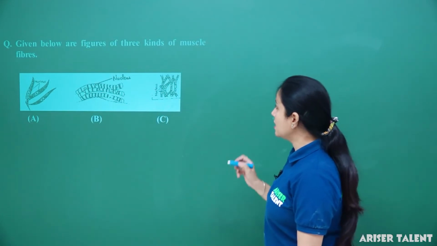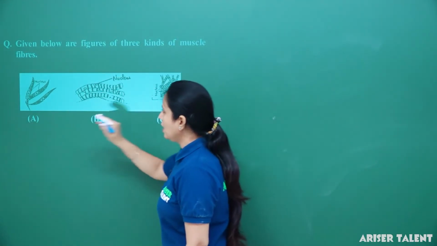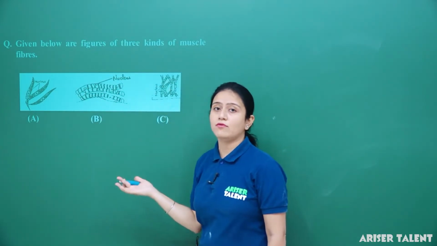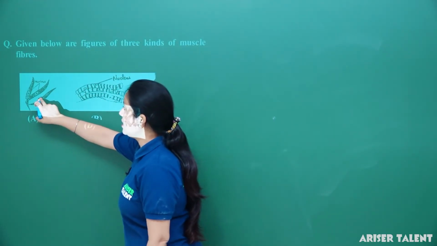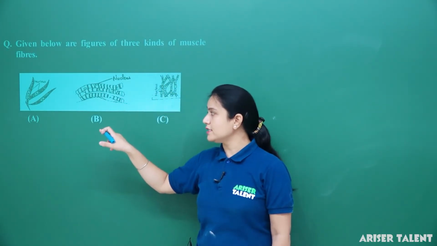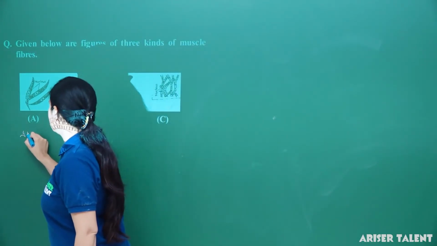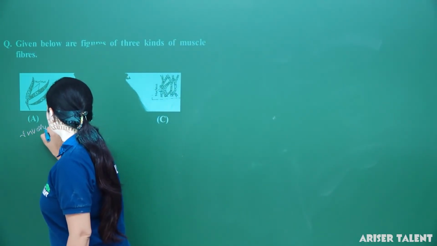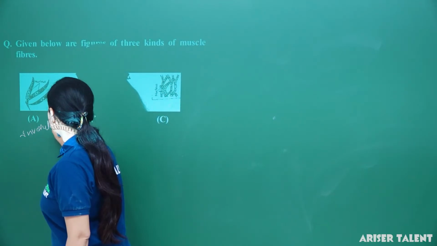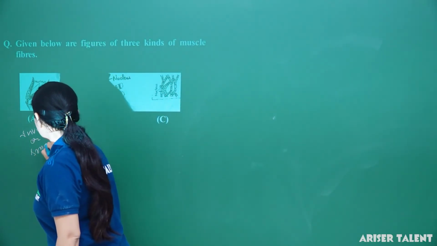Next is, given below are figures of three kinds of muscle fibers A, B, C. Now we have to identify them. We can see these are cylindrical and have one nucleus. So what kind of cells are they? They are involuntary or smooth muscles.